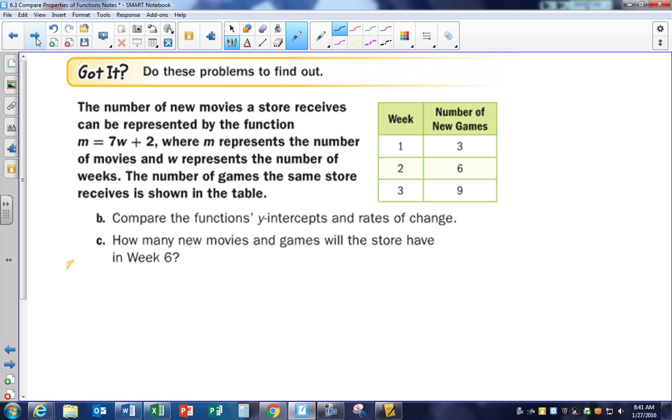Pause now and see if you understand comparing functions with an equation and a graph. Remember to compare both their y-intercepts and rates of change and then solve for the problem. Pause now.